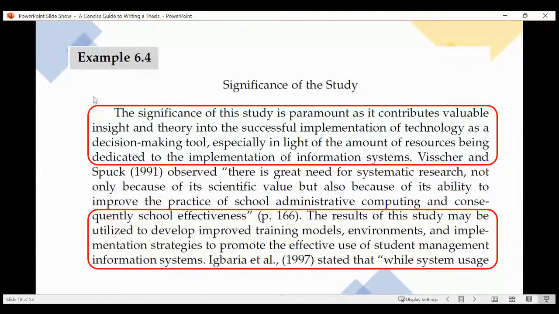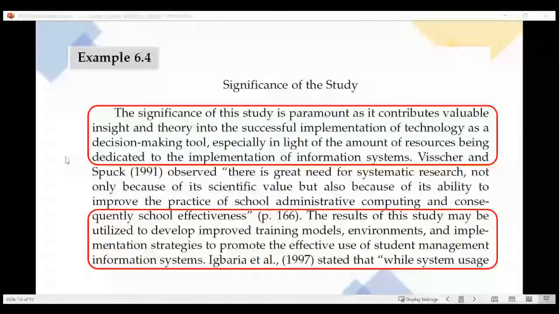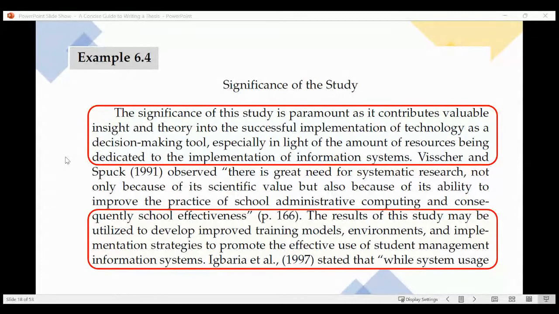Okay, so let's see here. We have two examples of significance sentences. The significance of this study is paramount as it contributes. You see, this author uses contribution, valuable insight and theory into the successful implementation of technology. Here, the result of this study may be utilized to develop improved training models. Another contribution of the study.